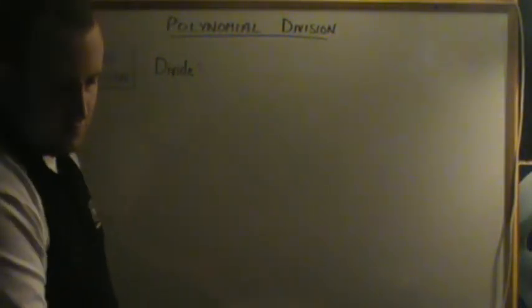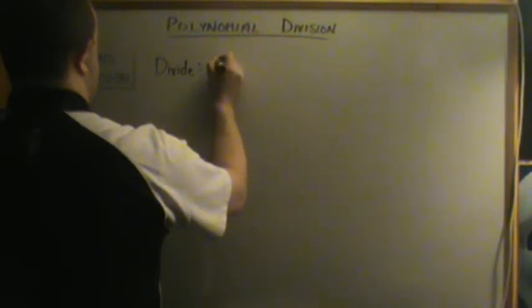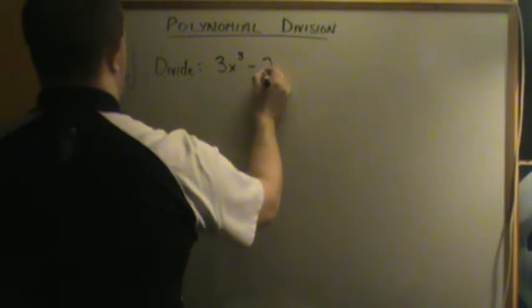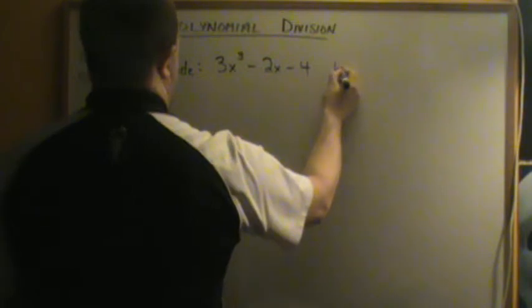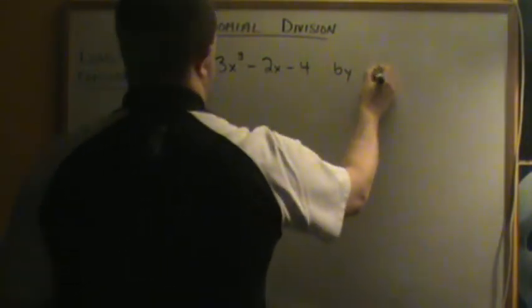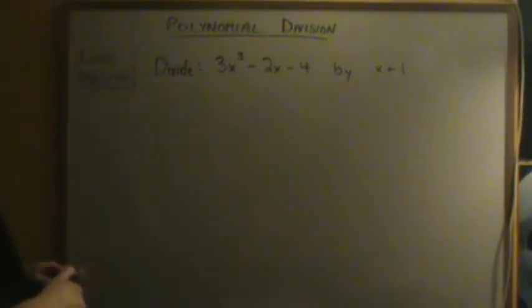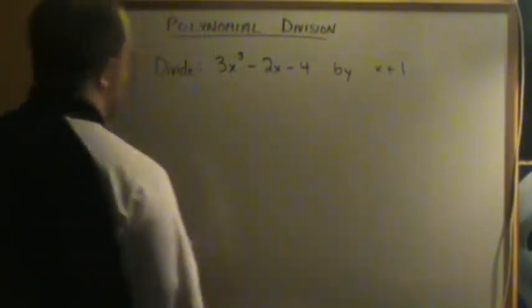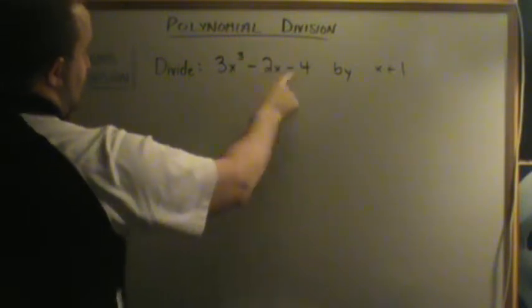Okay? So let's say we have the example of divide 3x cubed minus 2x minus 4 by x plus 1. Okay? First thing that I notice in this example here, our degrees go from 3 to 1. There is no second degree term here.